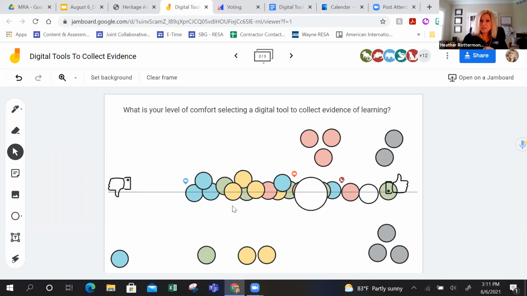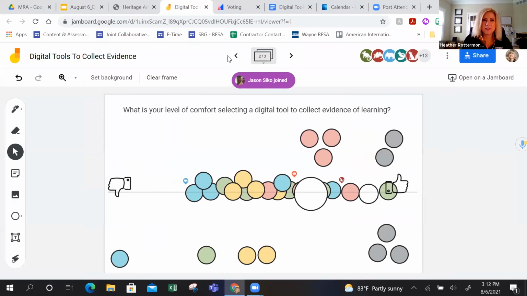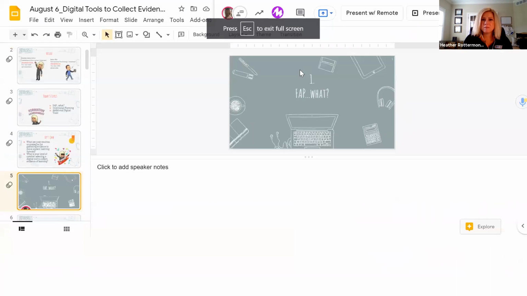Would anyone else like to unmute and maybe share where they placed their dot and why? Okay. Using the power of wait time, I'm going to move on, but if you haven't had an opportunity to hop on, just due to the amount of people on the Jamboard, we will send you this link so you have opportunities to hop on it at a later time.